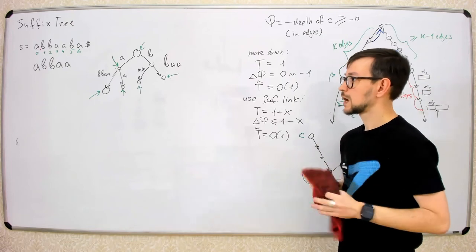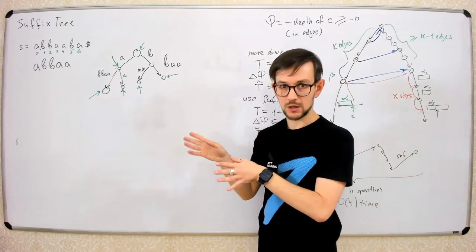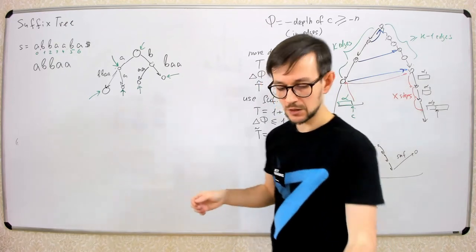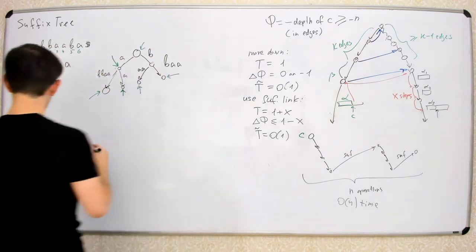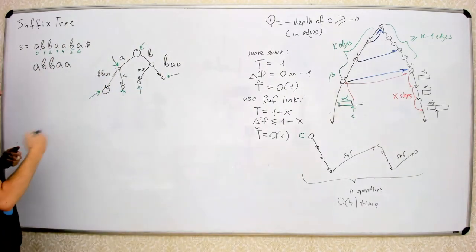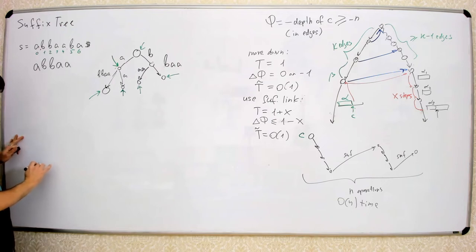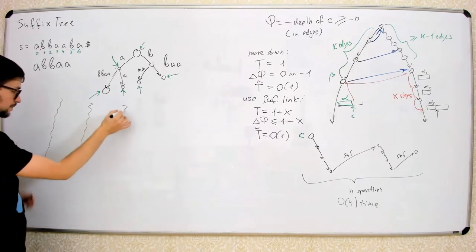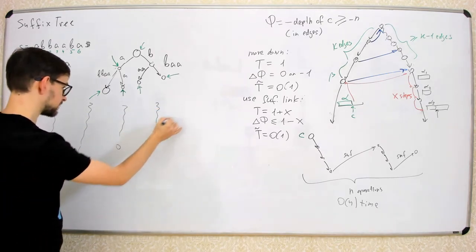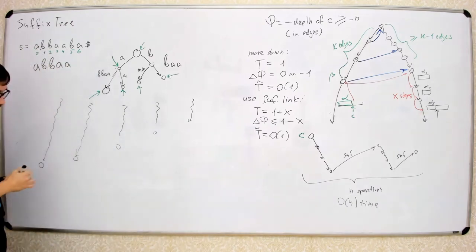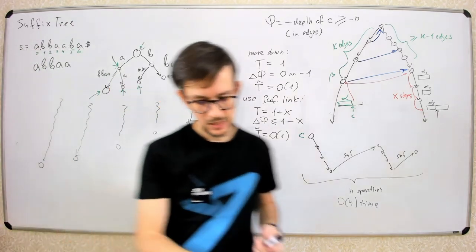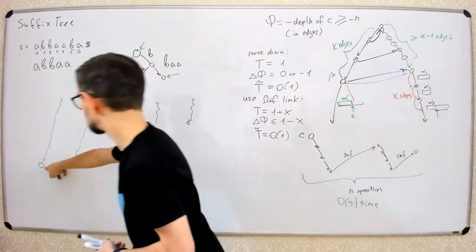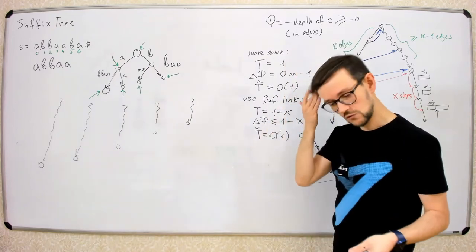Now let's see what's going on. I will add the new character from the longest suffix to the shortest suffix. So on each phase, I will add some new character to my string. I will go from the longest suffix to the shortest suffix, and try to add this new character to all these positions. So I will just extend all these positions with the new character of my string.